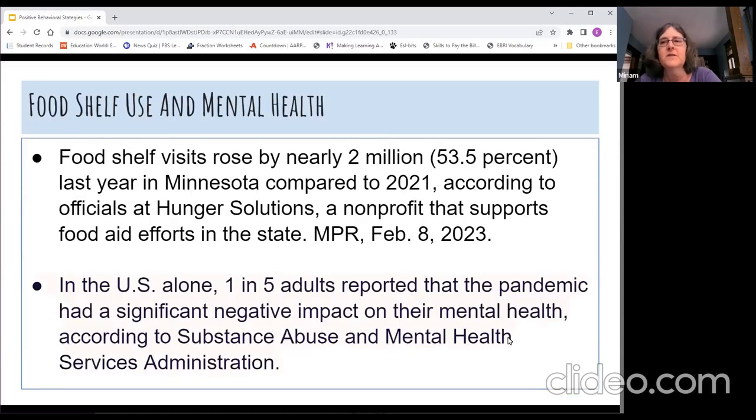And there's a couple statistics about, I thought this was really surprising, food shelf use in Minnesota. That's a big increase. And then, of course, we know that the pandemic really affected people's mental health. 1 in 5 adults, and then think about our students. They're at even higher risk than probably your average US adult. So there's a lot going on out there right now.